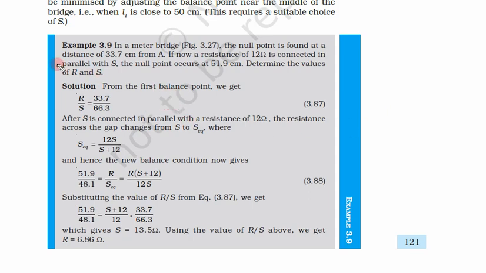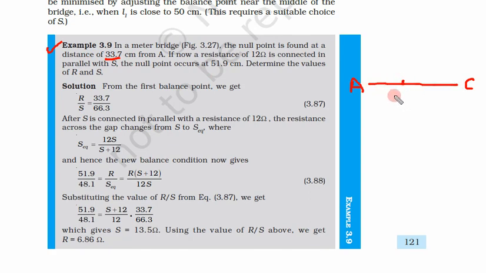Let us do this example 3.9 to understand the meter bridge further. So in a meter bridge, figure 3.27, the null point is found at a distance 33.7 from A. So here was point A, here was point C. So this null point is found at a distance 33.7. So this was the whole meter wire.